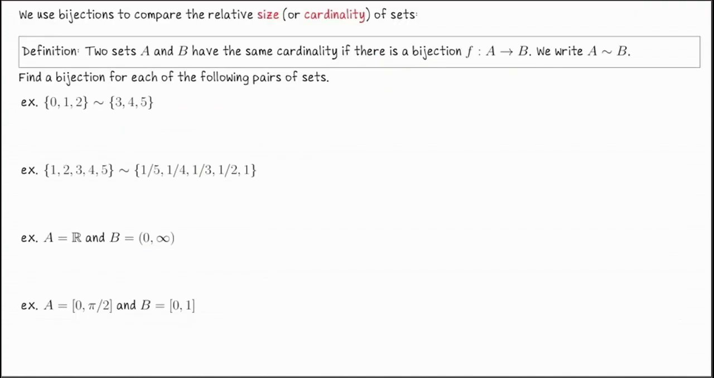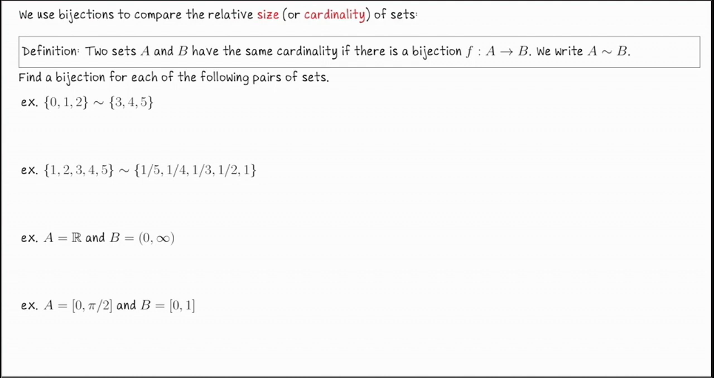What we're most interested in this lecture is using bijections to measure the size of sets, and in particular to compare the size of sets. The number of elements in a set is called its cardinality. We say that two sets A and B have the same cardinality if you can write down a bijection that takes you from one to the other. In other words, every element in A gets paired up with exactly one element in B and vice versa. So that's this notion of having a bijection, and we can abbreviate that by just saying A is in bijection with B.